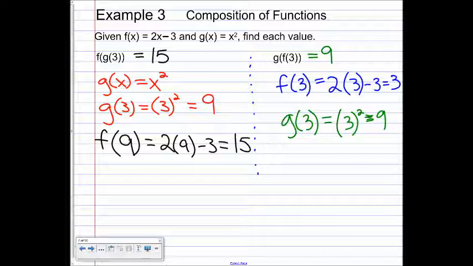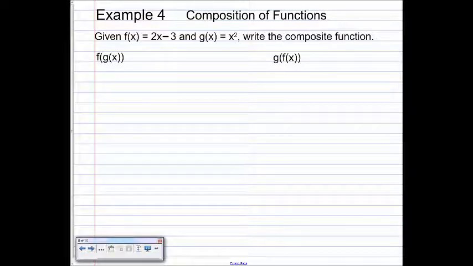Any questions on this type of composition? Is everyone okay? Okay, so let's do 2 more compositions. But this time, what do you notice is happening on the inside? It's x. It's not a number. So it's a little different. The way that I do it is this. Which one is on the inside? G. So I'm going to circle g of x, which is x squared.